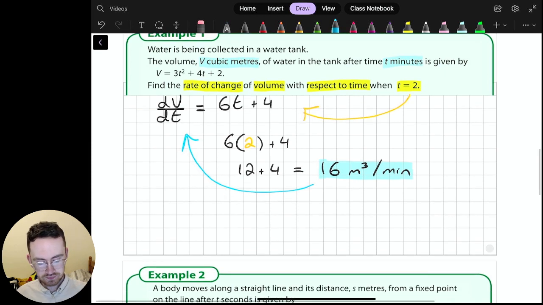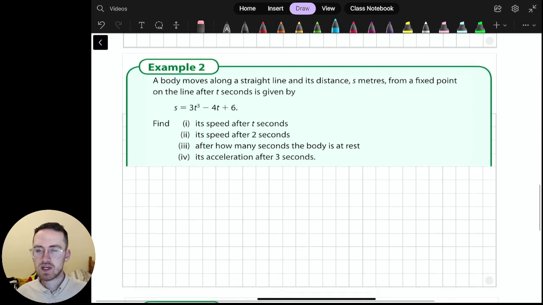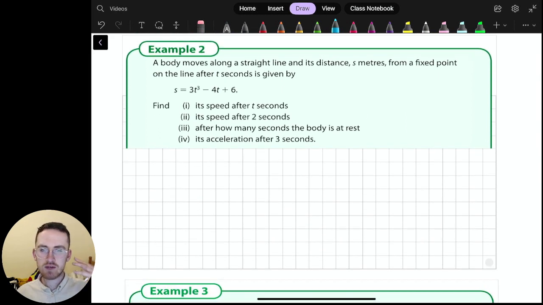Let's look at another example. For this one we're going to have to cast our mind back to those common ones that I showed you earlier, the common derivatives and the common rates of change. So we have a body moving along a straight line. By a body they just mean some sort of object, and its distance is s meters from a fixed point after t seconds, given by this formula. It's a cubic formula, and we are asked to find its speed.